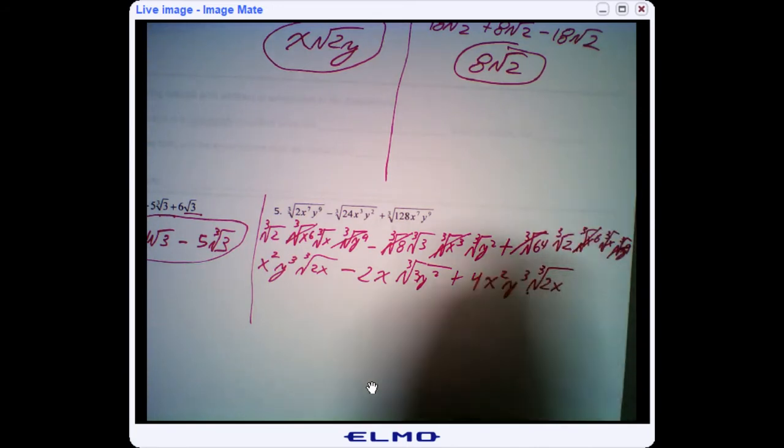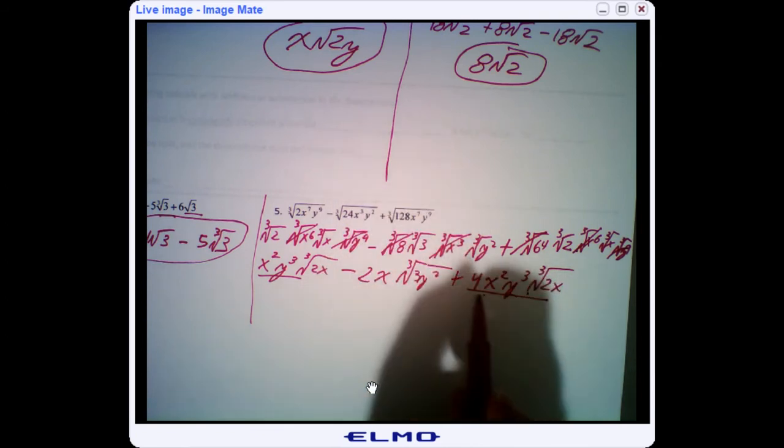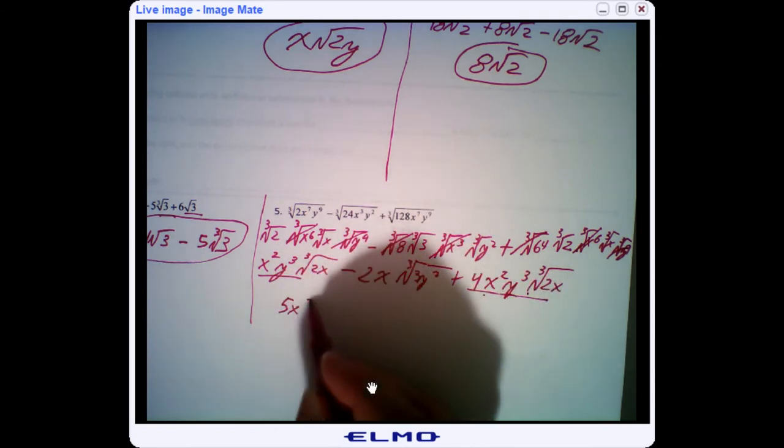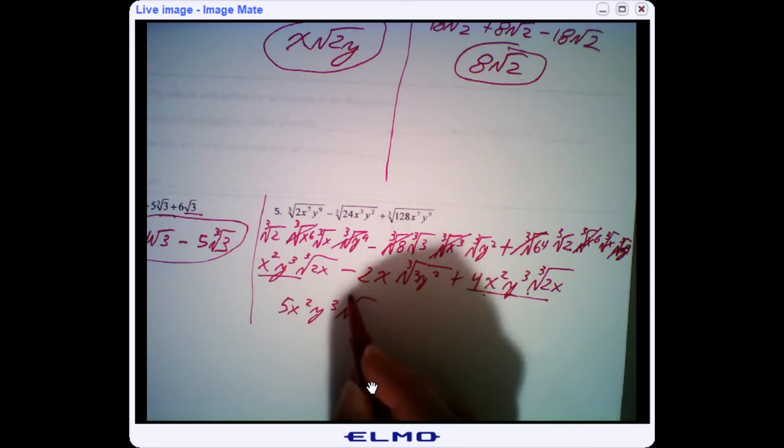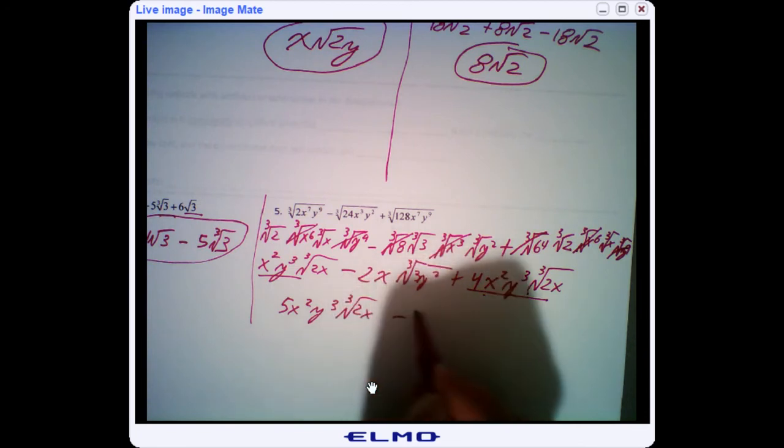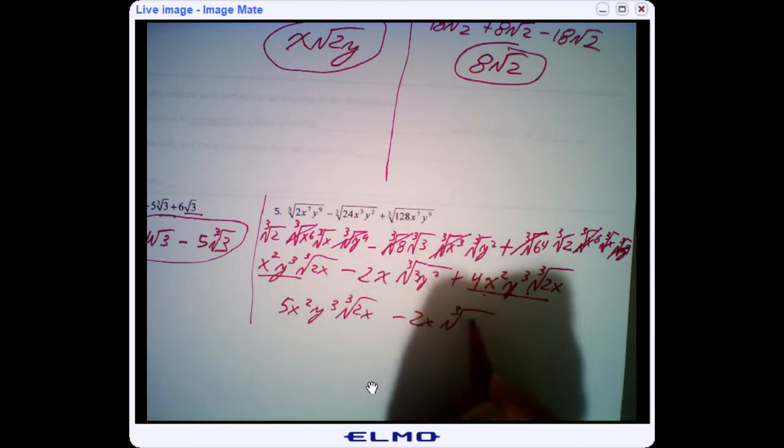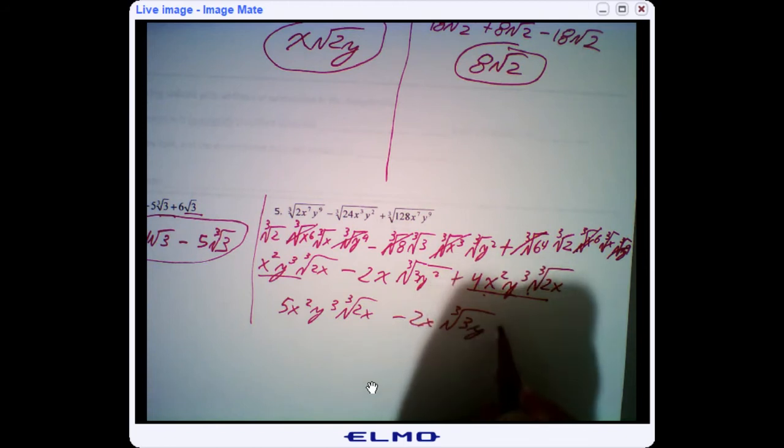Cube root of 2x, cube root of 2x, x squared, y cubed, y cubed. Those are my like terms. So we're going to get 5 x squared, y cubed, cube root of 2x minus 2x, cube root of 3y squared.